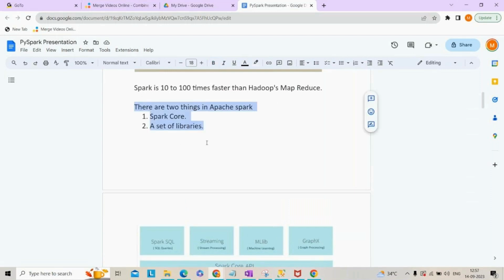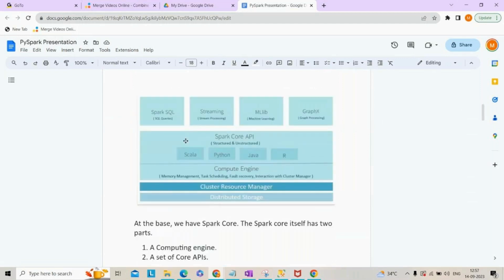Next, there are two things in Apache Spark: Spark Core, and a set of libraries. First, we'll talk about Spark Core. If you observe this diagram, Spark Core has two parts. One part, the compute engine. Another part, the Spark Core API.